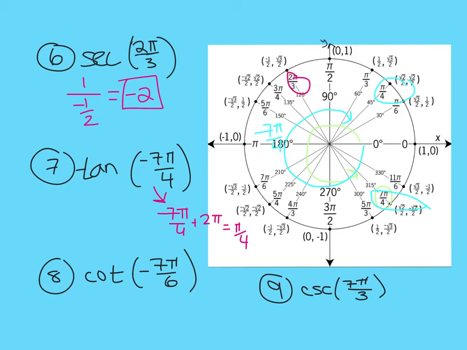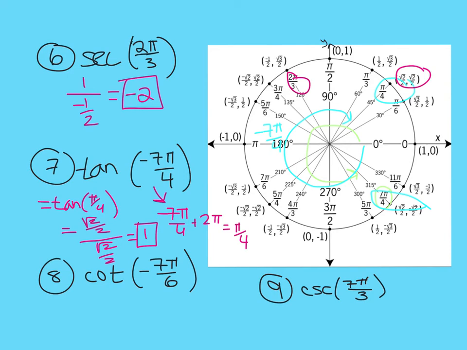So tangent of negative 7 pi over 4 is going to be equivalent to tangent of its coterminal angle, pi over 4. You'll notice we have radical 2 over 2 and radical 2 over 2. So if you divide those out, you just end up getting 1.